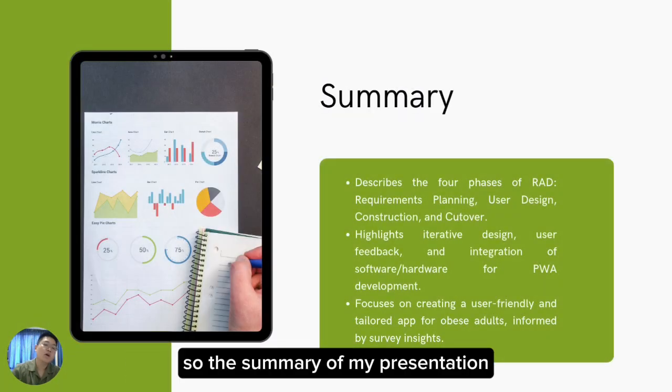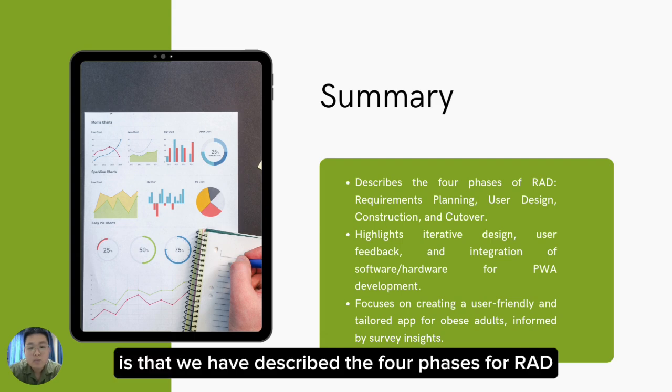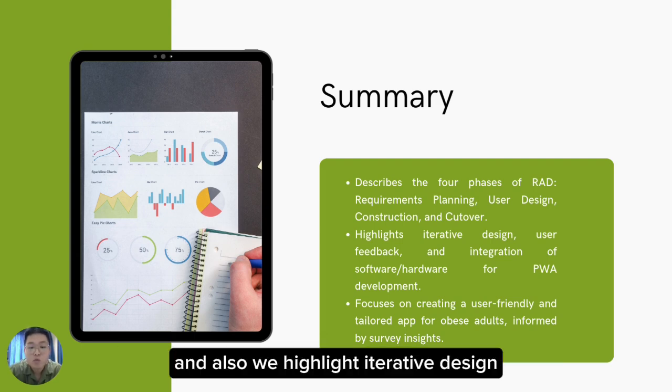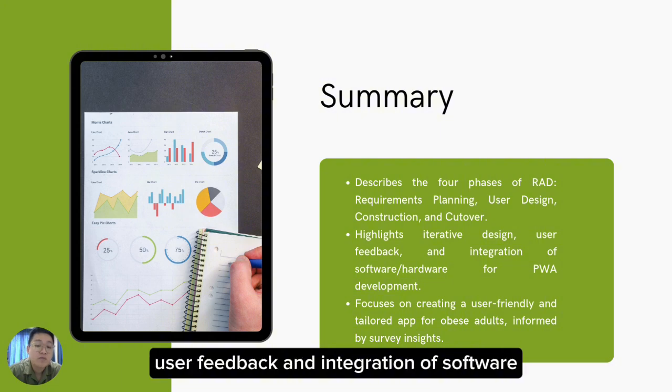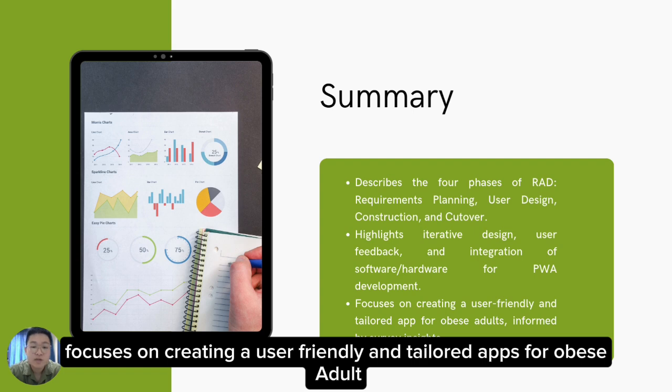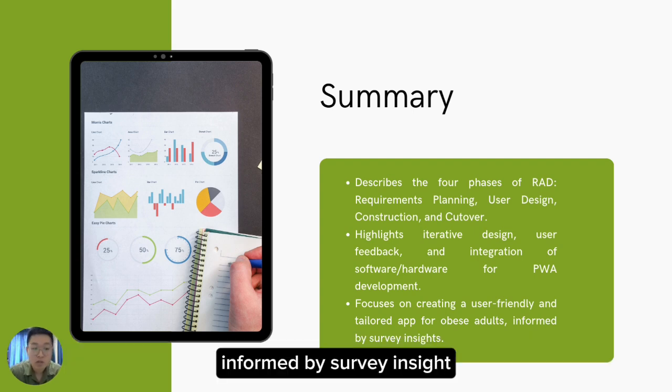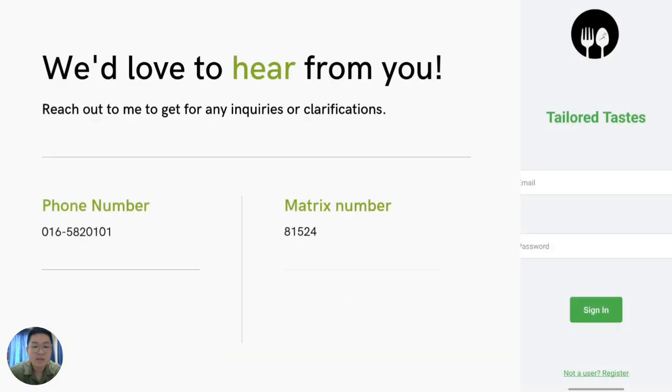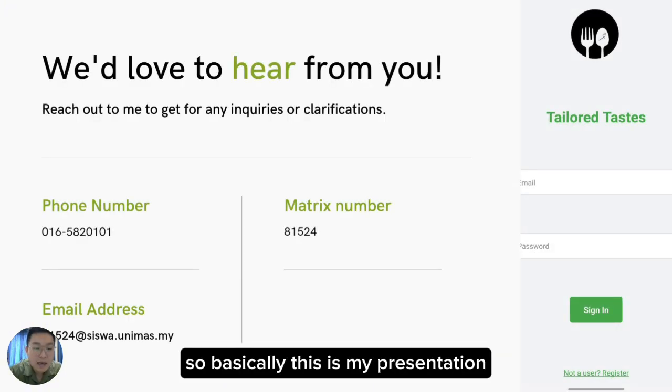So the summary of my presentation is that we have described the four phases for IAD, and we also highlight iterative design, user feedback, and integration of software and hardware for development, focusing on creating a user-friendly and tailored app for obese adults, informed by survey highlights. So basically, this is my presentation.